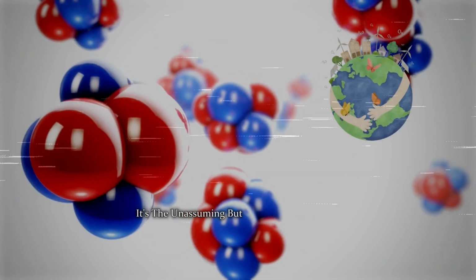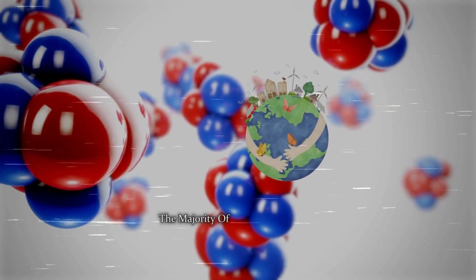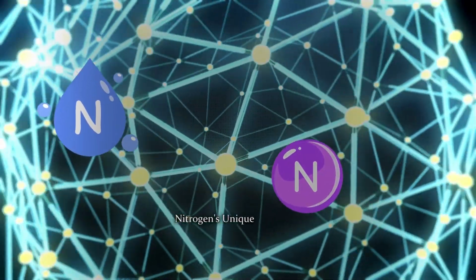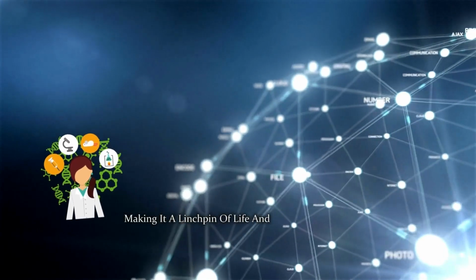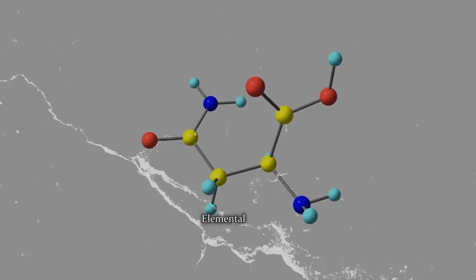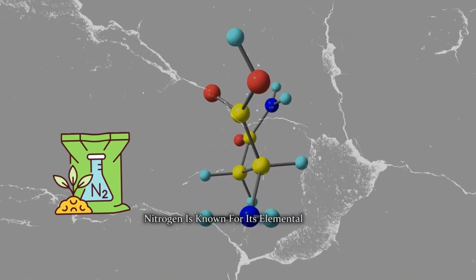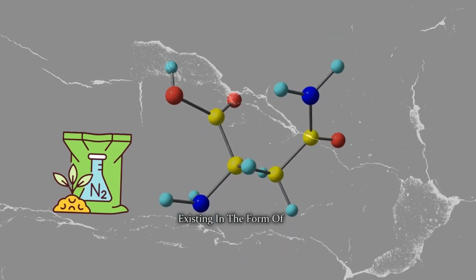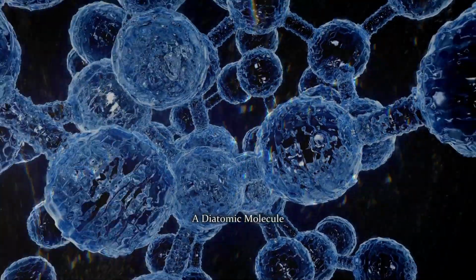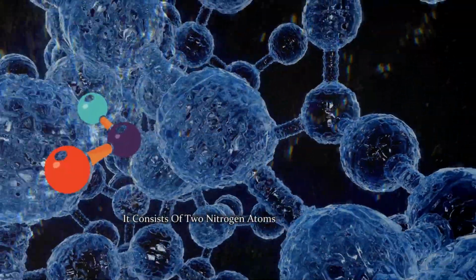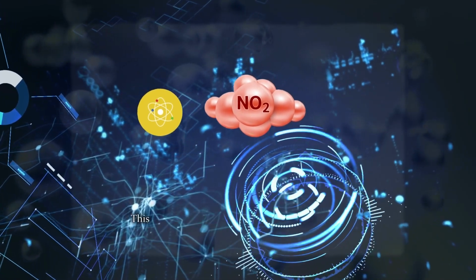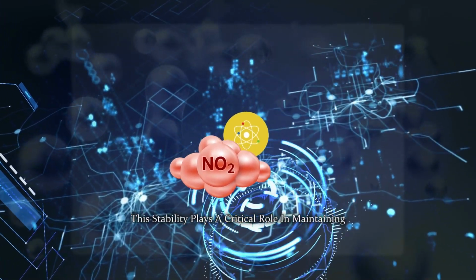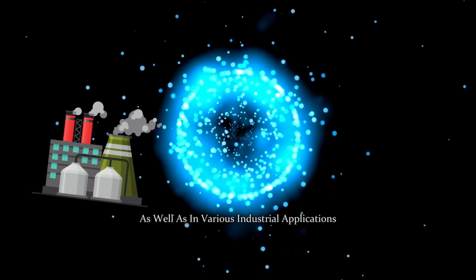It's the unassuming but crucial element that makes up the majority of Earth's atmosphere. Nitrogen's unique properties and roles are hidden in plain sight, making it a linchpin of life and scientific progress. Elemental purity. Nitrogen is known for its elemental purity, existing in the form of N2, a diatomic molecule. It consists of two nitrogen atoms bonded together, forming a remarkably stable and unreactive compound. This stability plays a critical role in maintaining the integrity of Earth's atmosphere, as well as in various industrial applications.